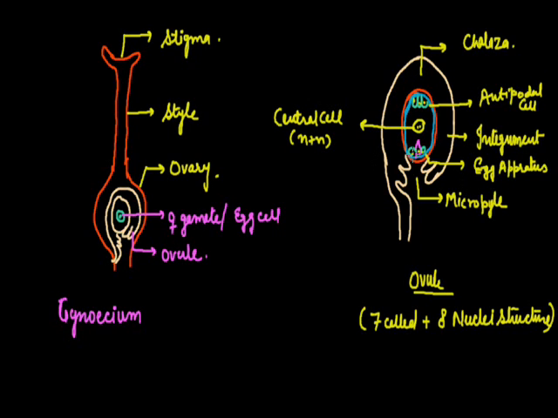The egg apparatus is also formed by two different kinds of cells. The green cell is known as the synergid, while the pink cell is called the egg cell or female gamete. Here the pollen tube enters, and its male gamete fuses with the female gamete and gives rise to a 2N cell, and the second male gamete fuses with the central cell and gives rise to a triploid cell.